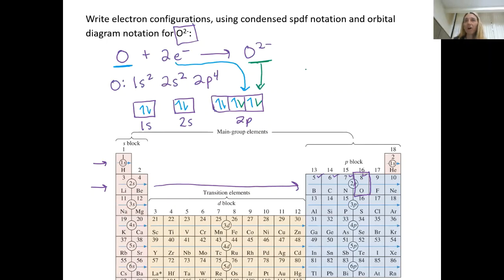So now for oxygen 2-, it's 1s2, 2s2, 2p6. Okay, so I use the different notations to help me keep track of those electrons and where they get added. And so if you write this out, you can always write out the orbital box notation to help you. Okay, any questions about that?